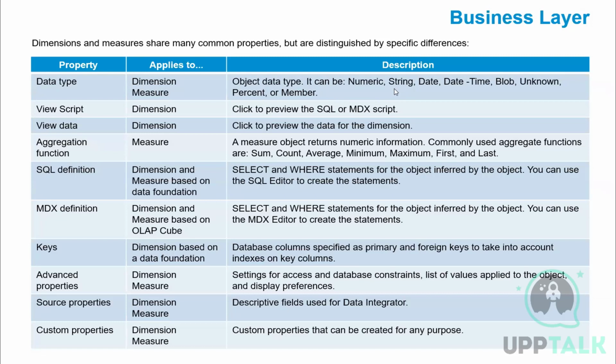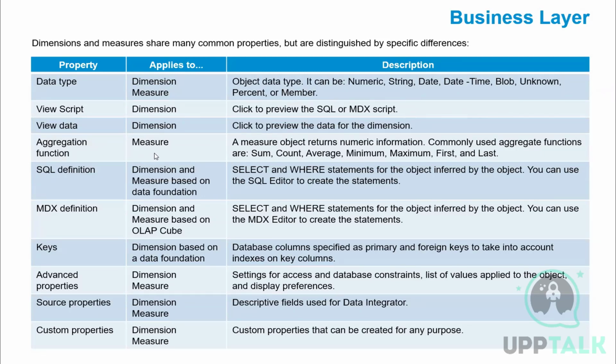String is like a collection of characters. Date, if the object is defining the date, like start date, end date, then the object data type should be date. Date time, if it has the timestamp also, the type is date type. Blob, unknown, percentage, or member. So these are the types of data types. View script, we have the option to preview the SQL or MDX script. View data, we can view the data that is there from the database.